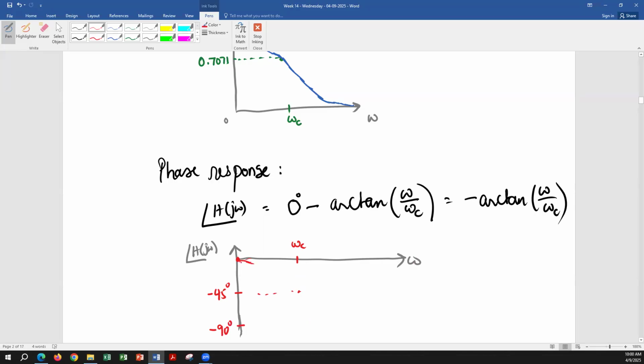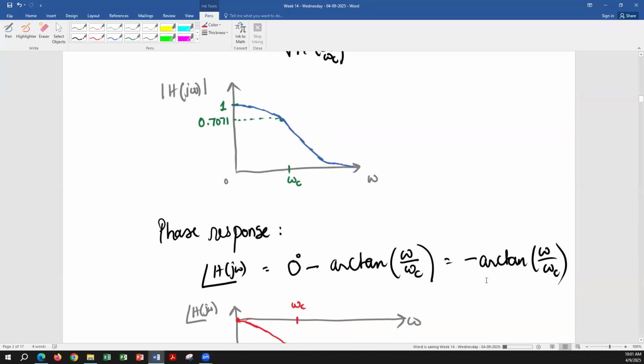So your phase response is going to look something like this. It's very hard to draw on this pen tablet. Easy to write, but hard to draw. So something like that is going to be the phase response. It's going to be asymptotic along negative 90 degrees as omega keeps increasing. So this is the first order passive RC low pass filter, and these are the response curves.